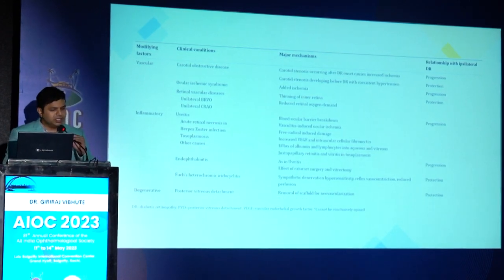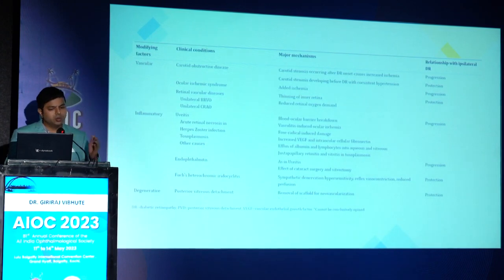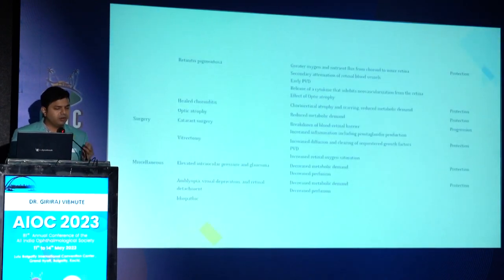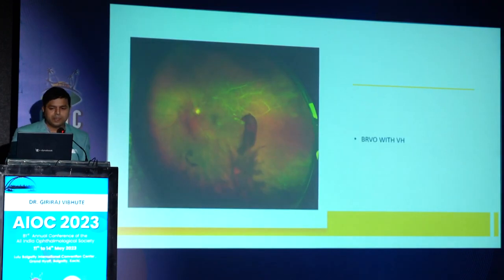Any inflammatory condition like uveitis is known to progress the diabetic changes. Degenerative changes like posterior vitreous detachment, chorioretinal atrophy, retinitis pigmentosa, etc., are known to reduce the metabolic demand of the retina and therefore provide a protective effect against progression of PDR. Cataract surgery, of course, will lead to breakdown of the blood retinal barrier, etc.